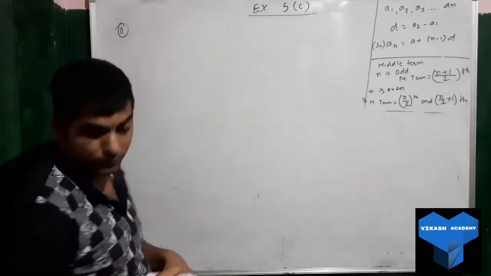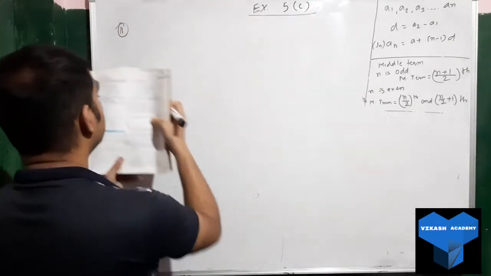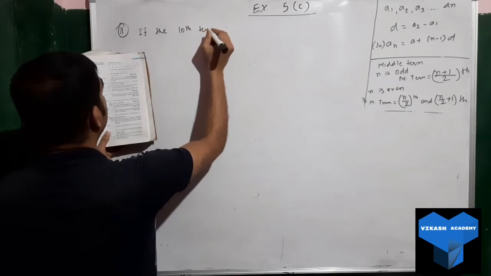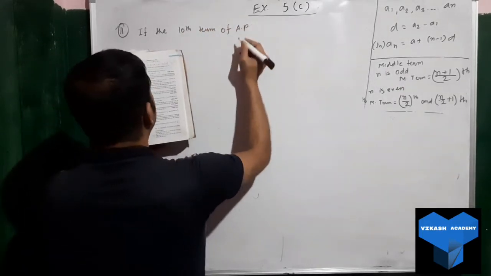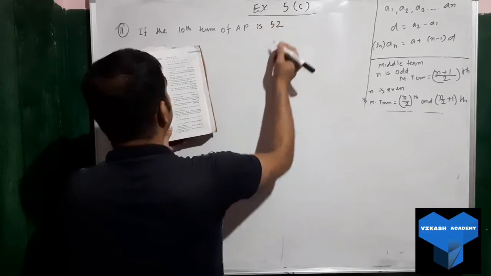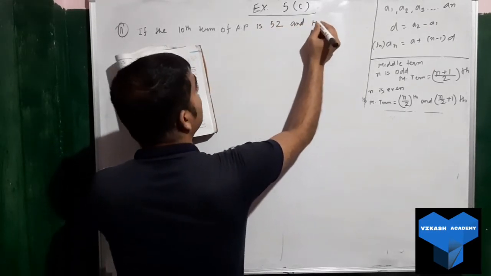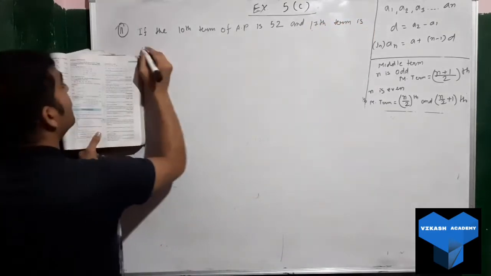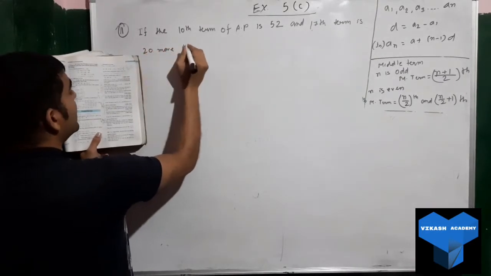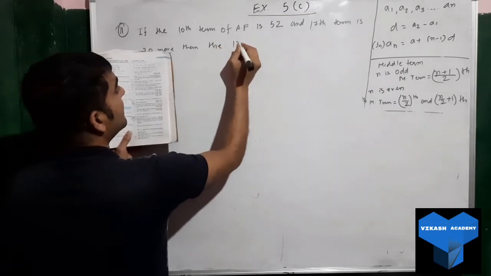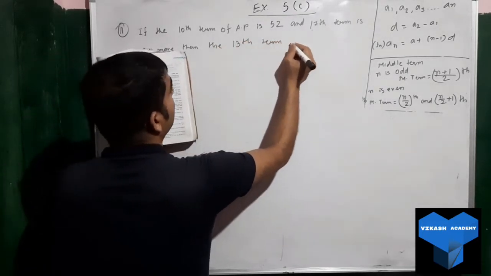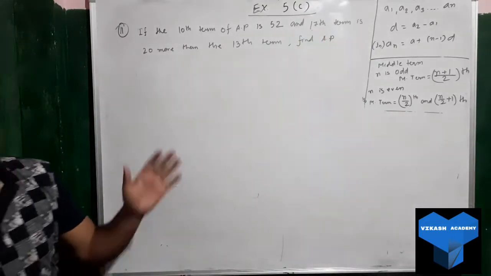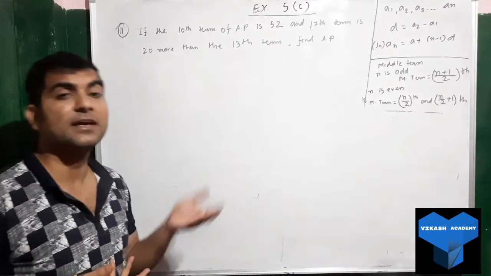Question number 11. Let us write question number 11 here. If the 10th term of an AP is 52, and the 17th term is 20 more than the 13th term, find the AP. I hope you still remember from exercise 5B how we find the AP. We need A and we need D. We can easily get the AP.